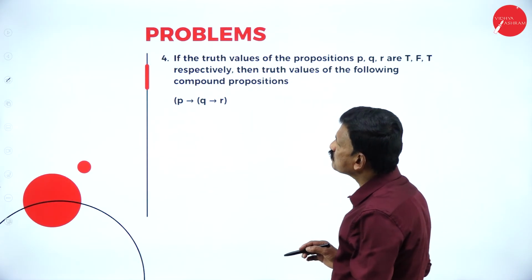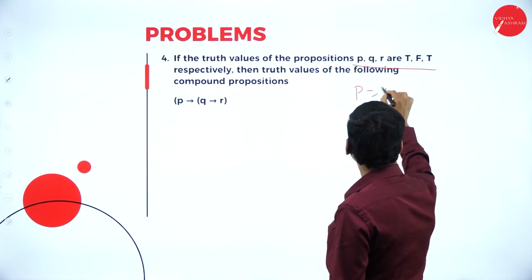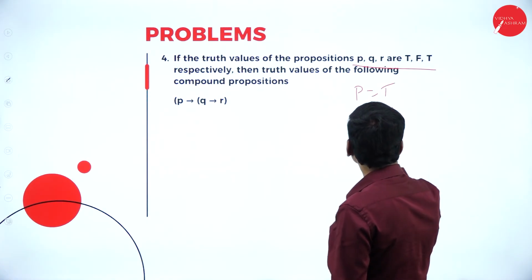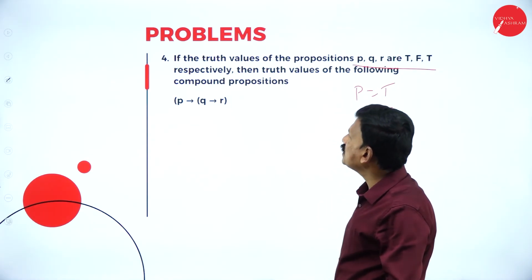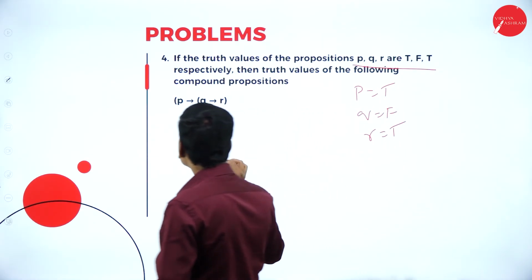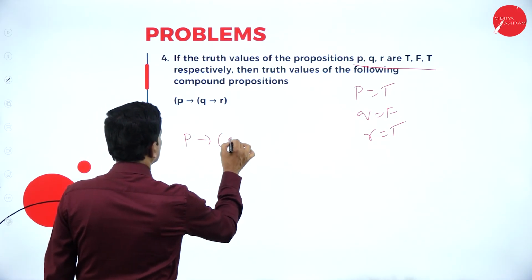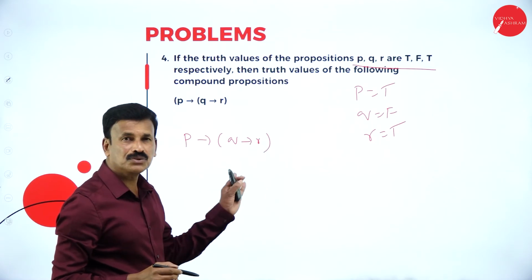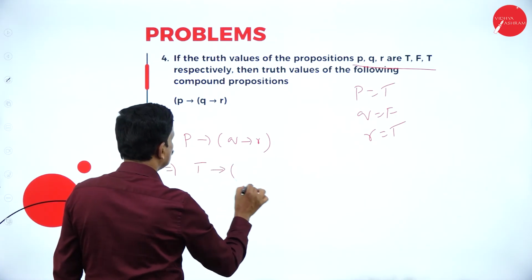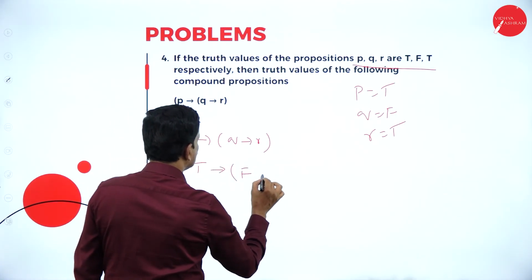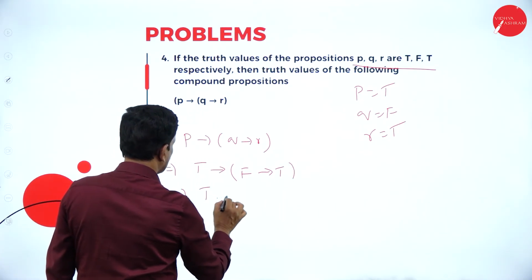Now move on to the next problem. If the truth values are again the same, for P it is T, for Q it is false, for R it is true. So T, F and T are given, then find the truth value for this. So very simple concept here. Just find out P conditional to Q conditional to R. What is the truth value for P? They are given, that is T conditional to Q. What is Q? Q is false, conditional to R. R is true.